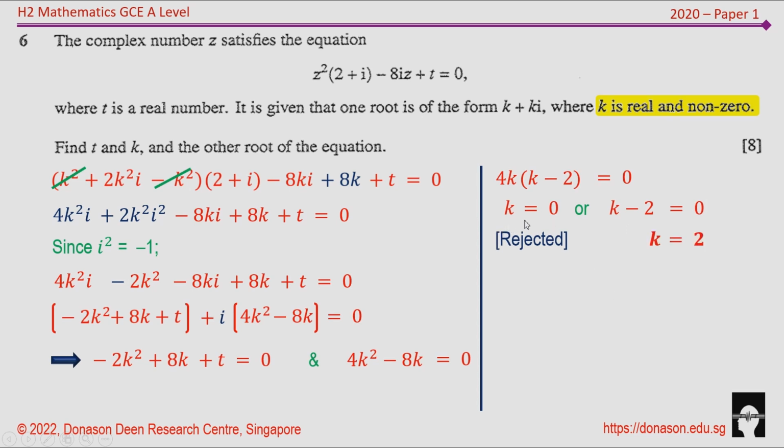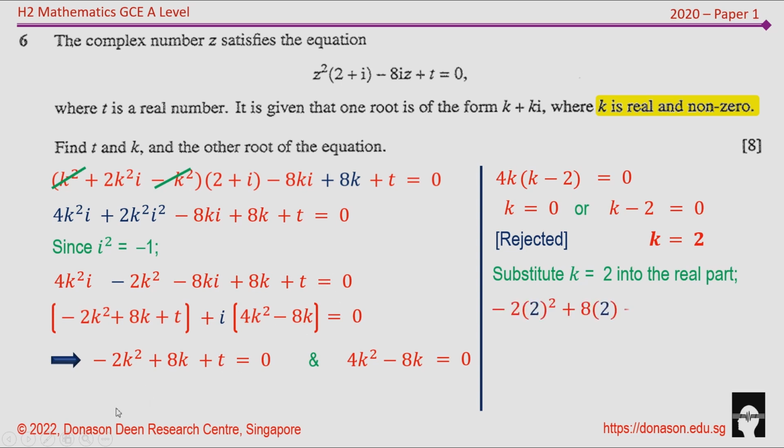Now, take note that k equal to 0 is rejected because you are told that k is real and non-zero. It's not 0. So k equal to 0 is rejected, and therefore k is equal to 2. Now if I take k equals 2 and substitute into the real part, we can find the value of t.